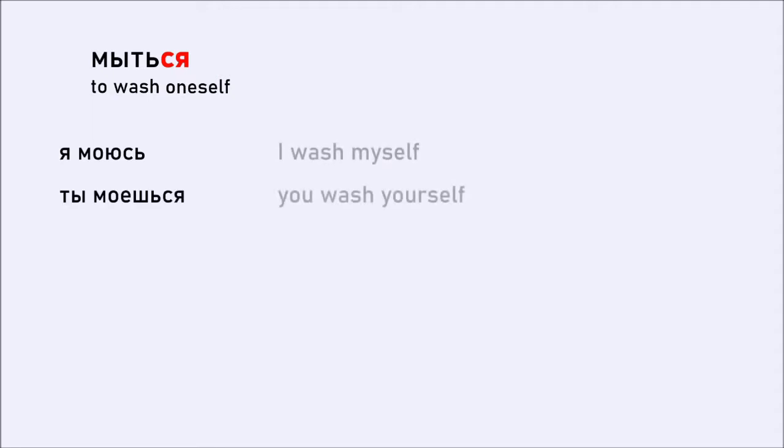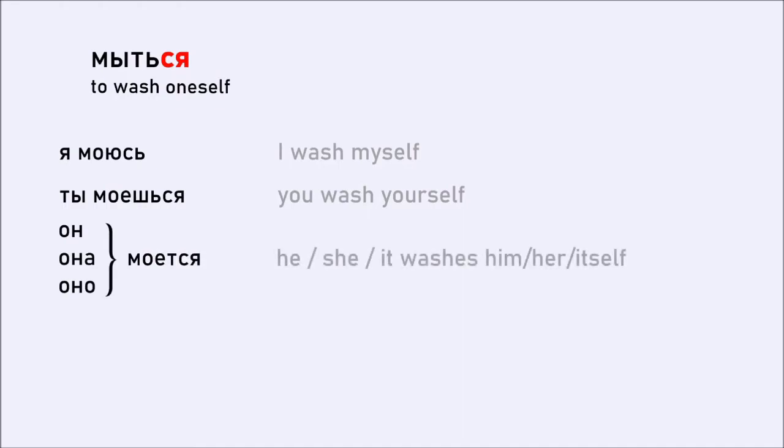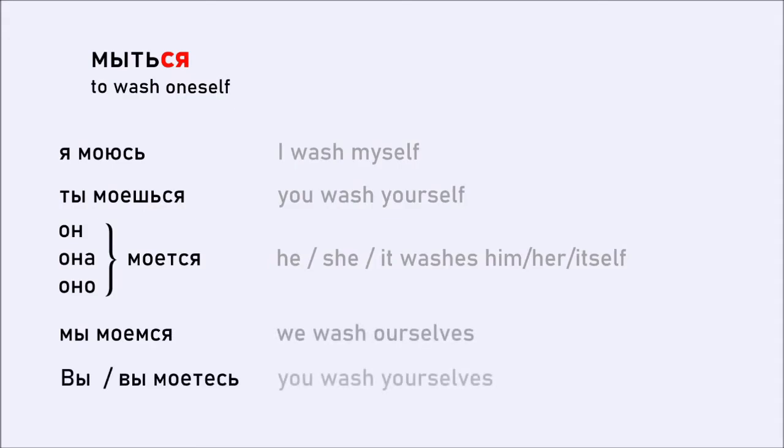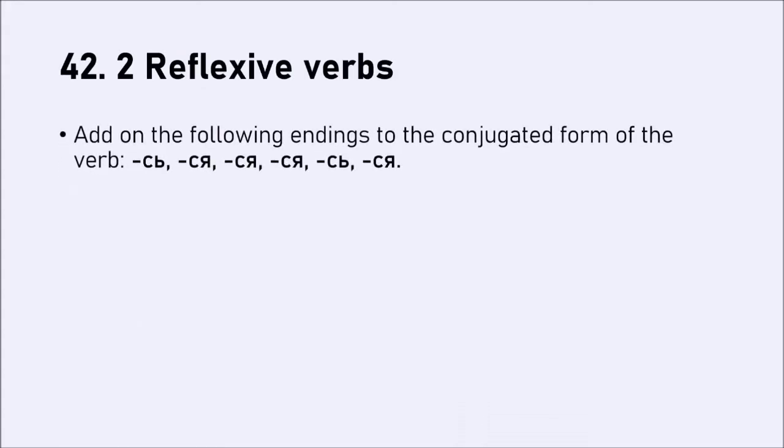Well, we do the same as we did with the previous slide for мыть, and then we just add on a few letters. Я моюсь, ты моешься, он, она, оно моется. Again, same idea with the pronunciation here. Мы моемся, вы моетесь, они моются. So the rules are as follows. You add on these endings to the conjugated form of the verb.